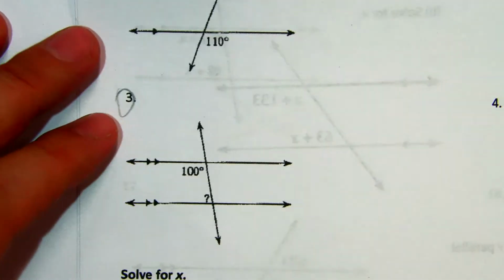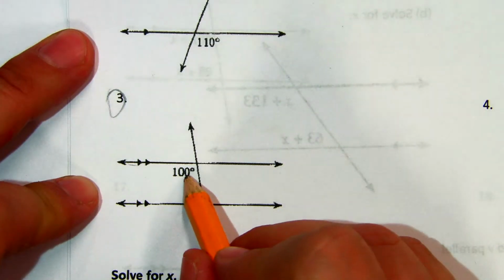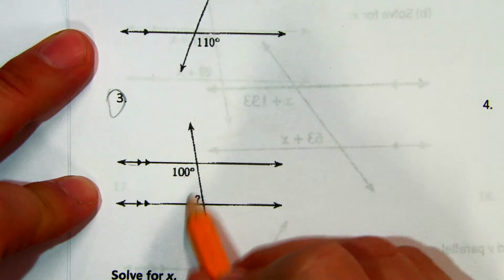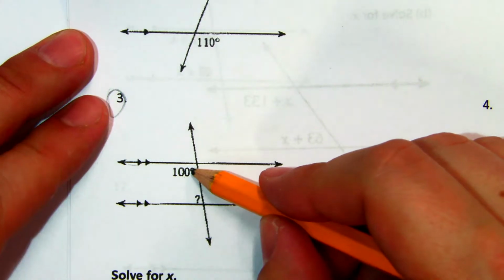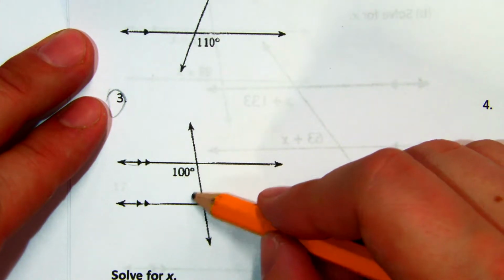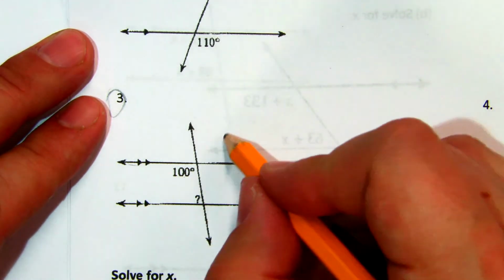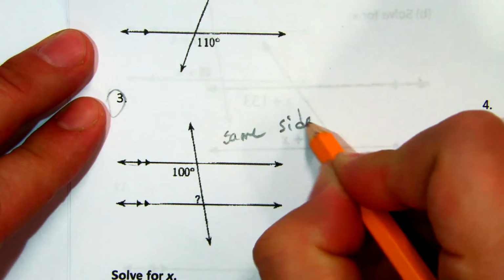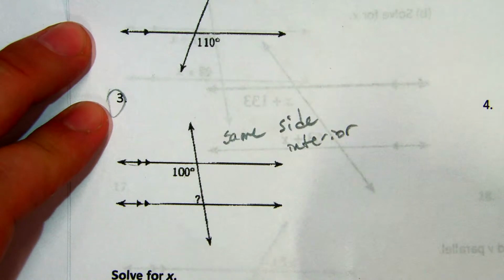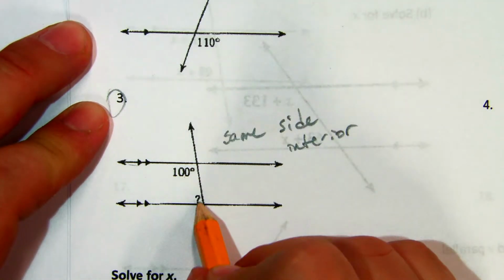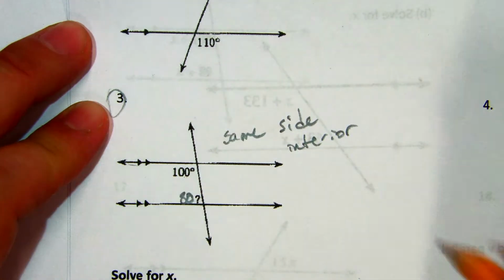Similar kind of problem over here, number 3. I've got 2 parallel lines and a transversal. Now I've got 100 degrees here, and I'm trying to find this angle. The 100 degrees is interior. The question mark angle, the angle that I'm looking for, is also interior. And they're on the same side of the transversal. So same side and interior. And I know from my cheat sheet from before, same side interior angles are supplementary. So whatever this is, plus 100 has to equal 180. So this one is going to have to be 80.